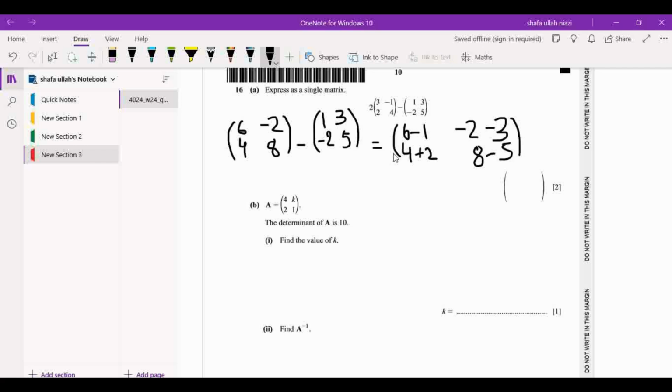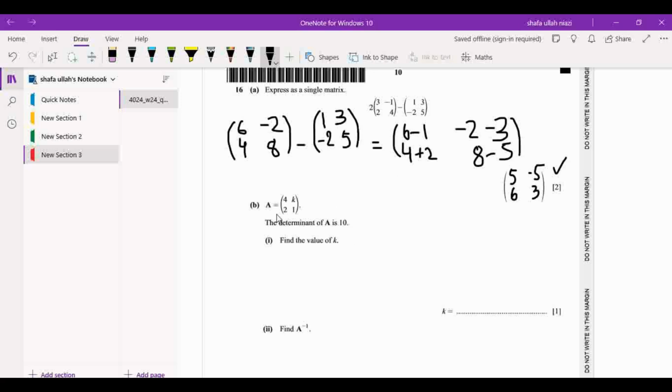When we solve it, 6 minus 1 is 5, so we get 5 here, minus 2 minus 3 is minus 5, 4 plus 2 is 6, and 8 minus 5 is 3, so this is the answer.